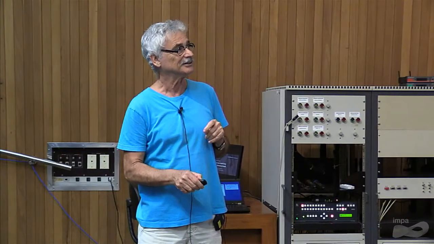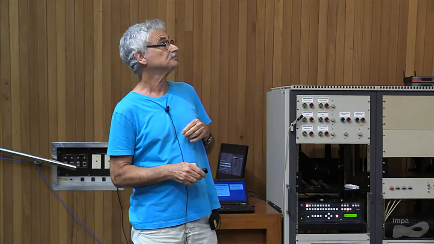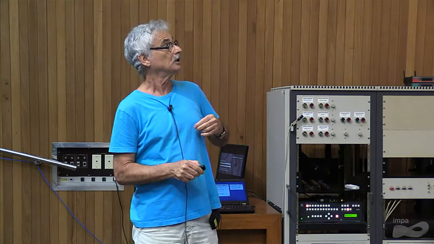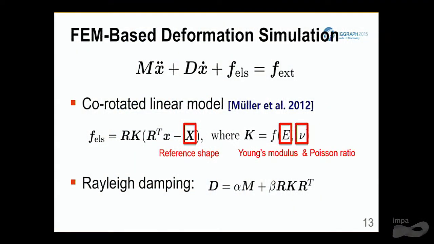This is a mistake here. It should have been this. Okay. So we have the unknowns: reference shape, Young modulus, Poisson ratio, and these two parameters for damping, alpha and beta.